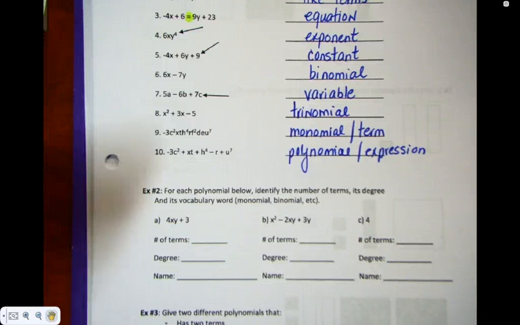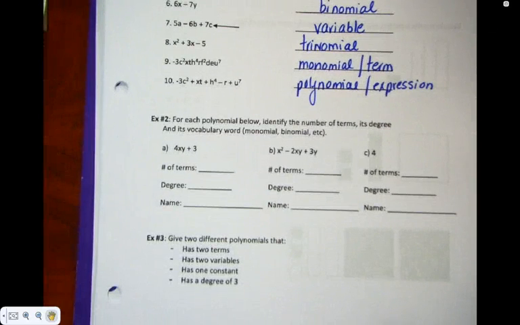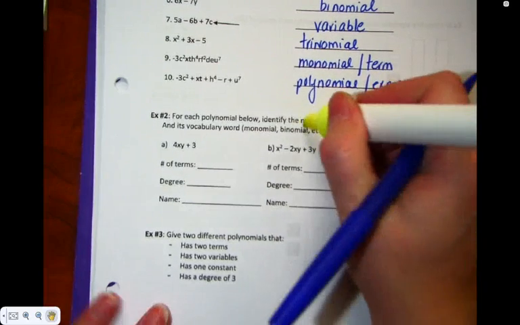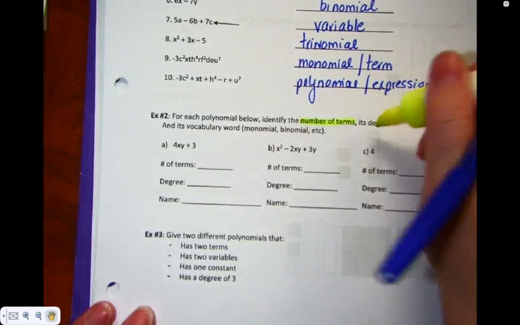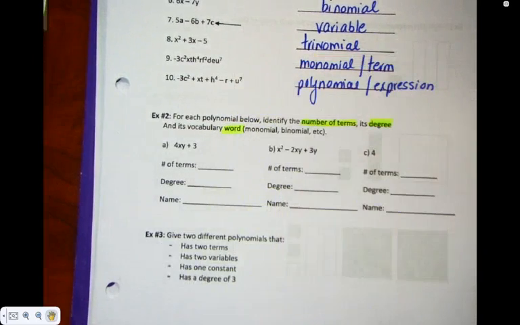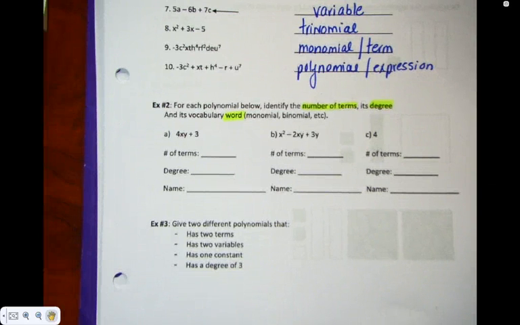There's going to be a homework question exactly like this. There's going to be a quiz question exactly like this just to practice the vocabulary. Number 2, we've got to do a bunch of stuff. We have to identify the number of terms, state its degree, and give it some kind of vocabulary word, or name it. There's going to be a quiz question exactly like this on our first quiz.